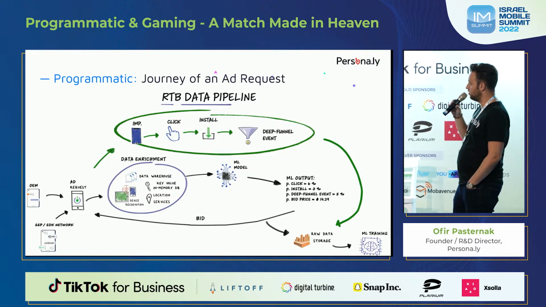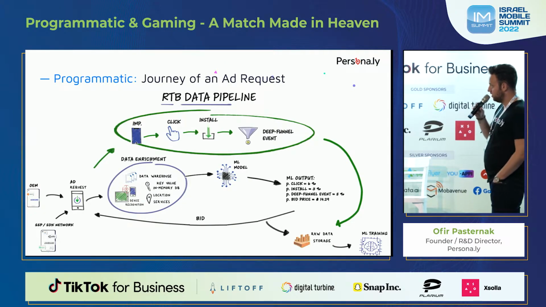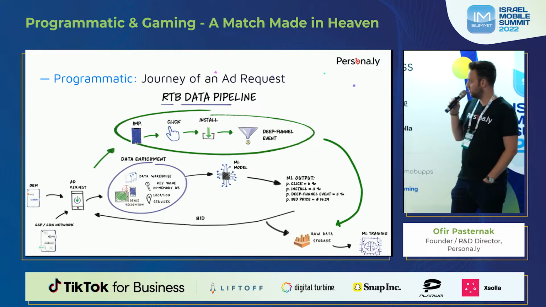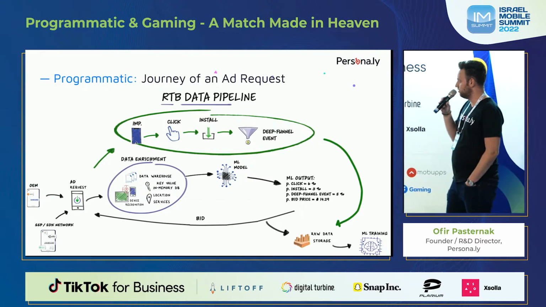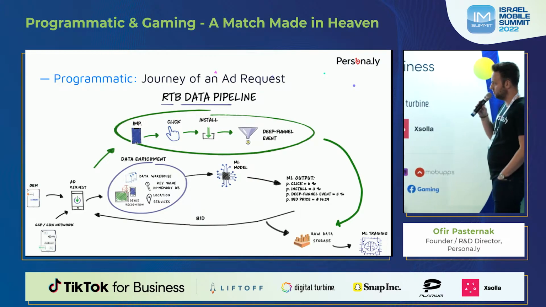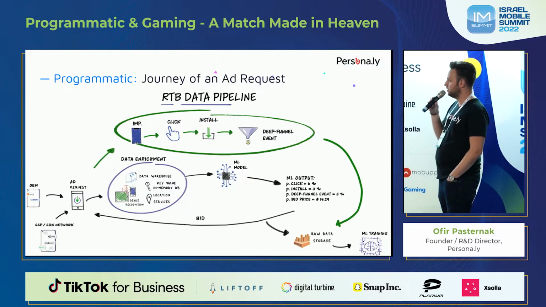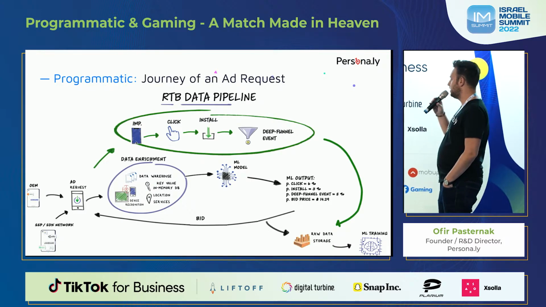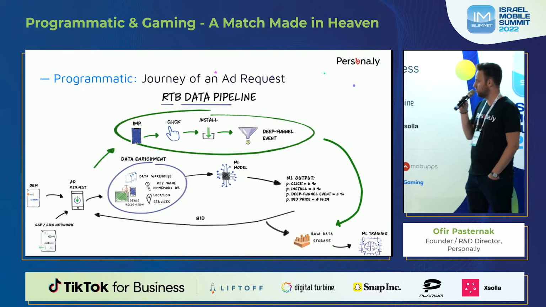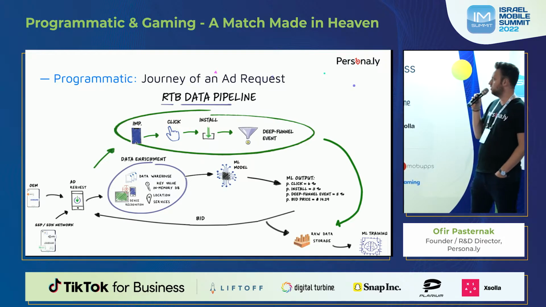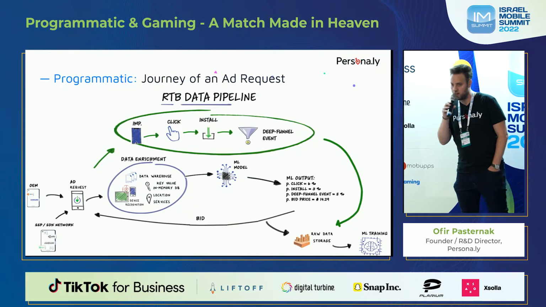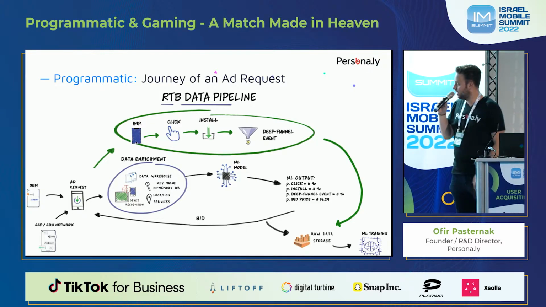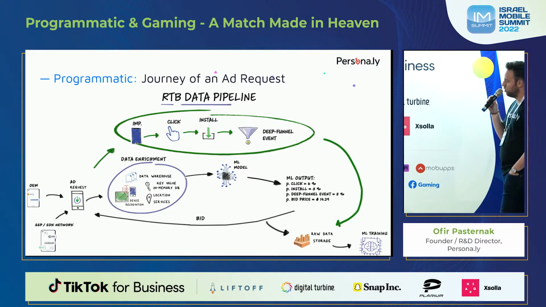And then the DSP will start what is called data enrichment. Data enrichment is what allows us to bid precisely and understand if the user is going to install, if he's going to purchase, and how much we should pay for the user. After the data enrichment, there is the machine learning stage, where most DSPs will employ four predictions. The first is predicting the click, then the install, then the deep funnel event, and after that we calculate the price, which is extremely important. I will explain why.